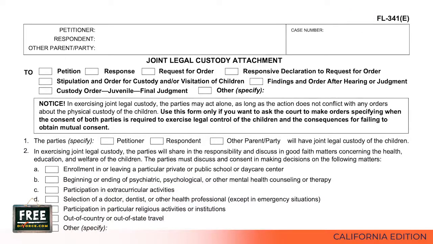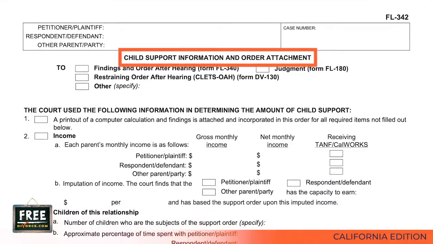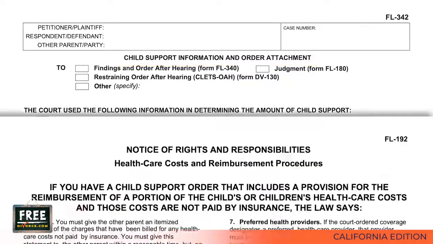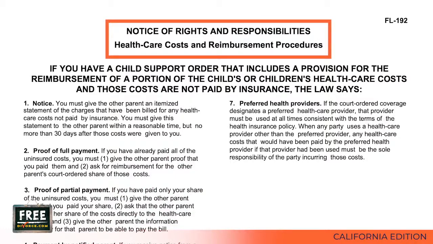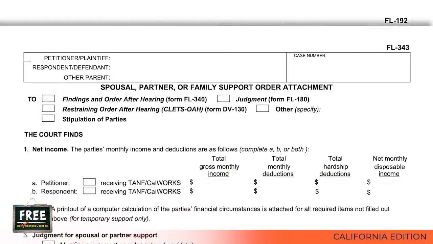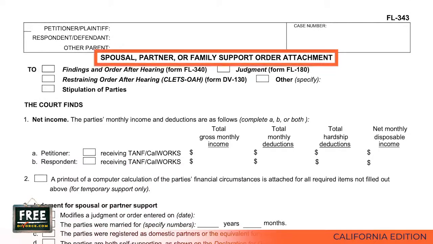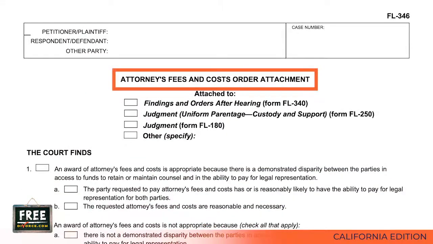3. If you have minor children, you will need the Child Support Information and Other Attachment, which is FL-342. 4. If you have minor children, you will also need the Notice of Rights and Responsibilities, Healthcare Costs and Reimbursement Procedures, which is FL-192. 5. You will need the Spousal, Partner, or Family Support Order Attachment, which is FL-343. And 6, you may need the Attorney's Fees and Costs Order Attachment, which is FL-346.